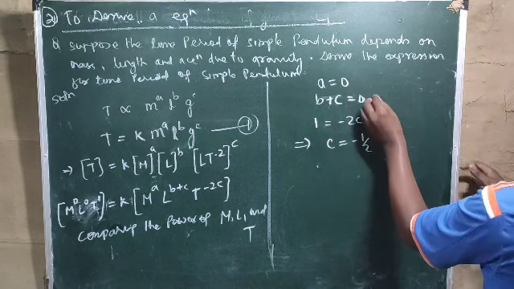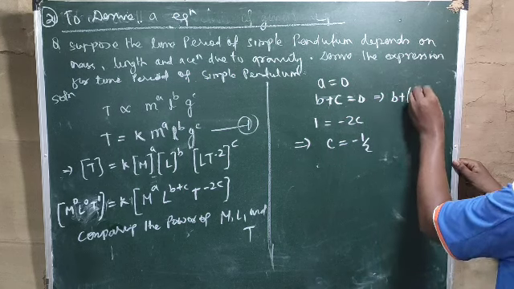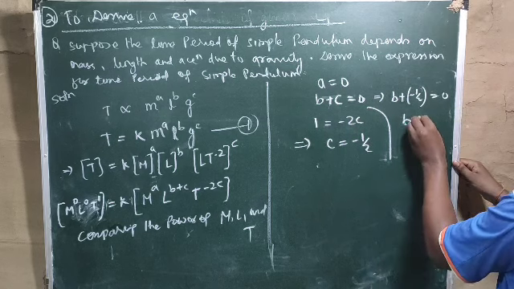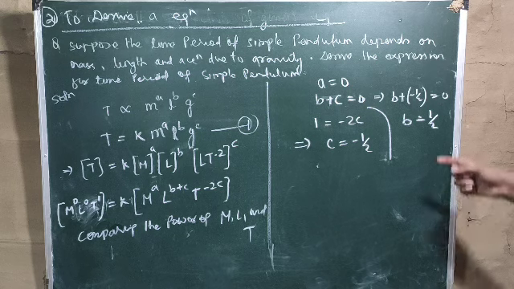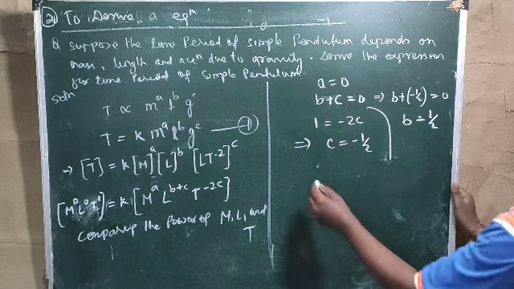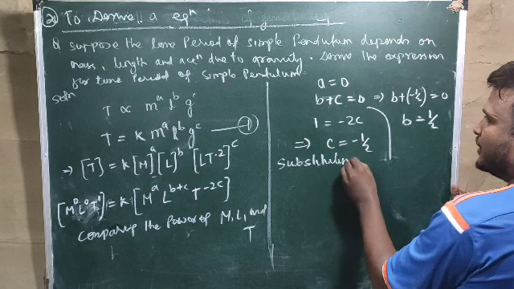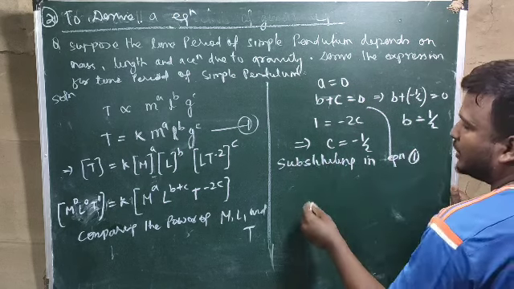If I put C here, B plus minus 1 by 2 equal to 0, so B will be equal to 1 by 2. From here we have got the values of A, B and C: A is 0, B is 1 by 2 and C is minus 1 by 2. Substituting these values in equation 1, what shall I get?